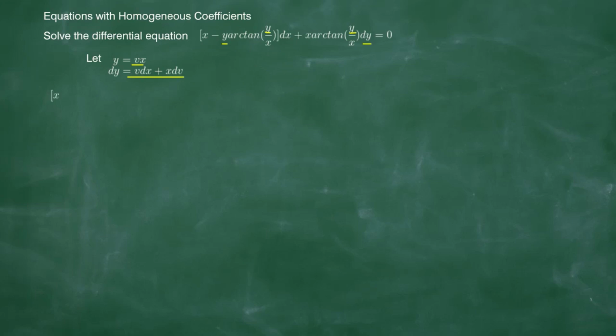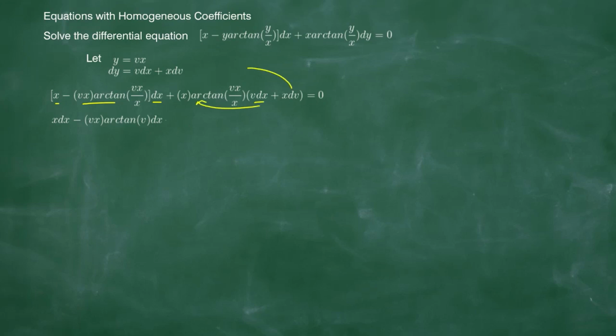We have (x − y) becomes (x − vx arctangent of vx over x) dx plus x times the arctangent of vx over x times dy, which is (v dx + x dv), equals 0. So we multiply dx here and here. We get x dx minus vx arctangent of vx over x, which is just v, times dx. Then we multiply by x as well as x dv.